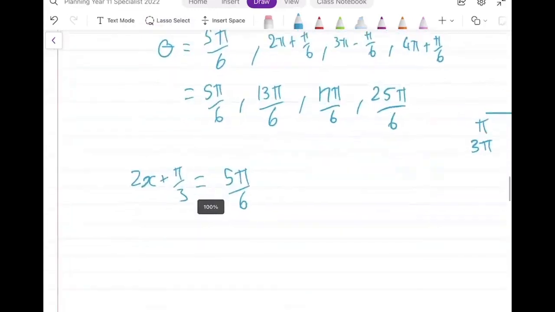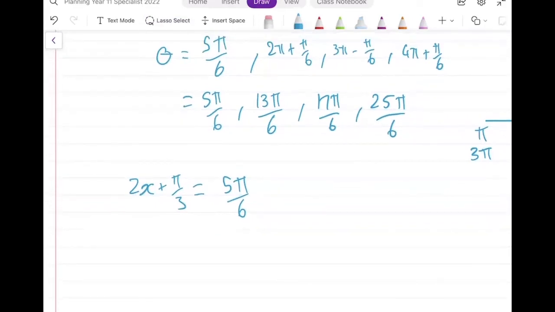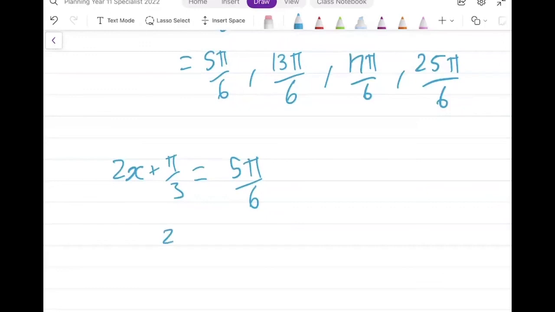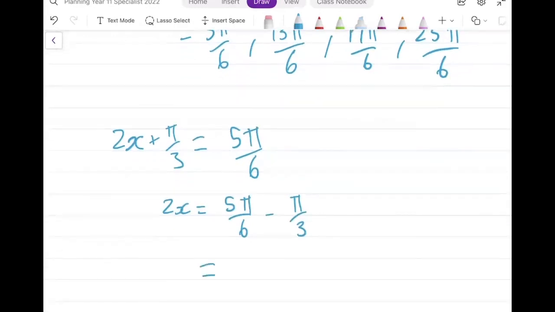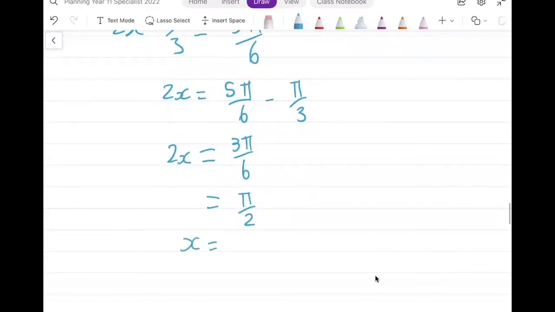Now I'm going to simply do some algebra rearranging. I'm going to have to do this 4 times, so I might just do 1 and then I'll put the answers up. I'll let you work through the rest and you can check while you're watching along to make sure this all makes sense. So if I subtract pi on 3 from both sides, I get 2x is equal to 5 pi on 6 minus pi on 3. If I change the denominators to both be over 6, it's like 2 pi on 6. So I'm going to wind up with 2x is equal to 3 pi on 6, which simplifies down to pi on 2, which means x is going to equal pi on 4 when I divide both sides by 2.